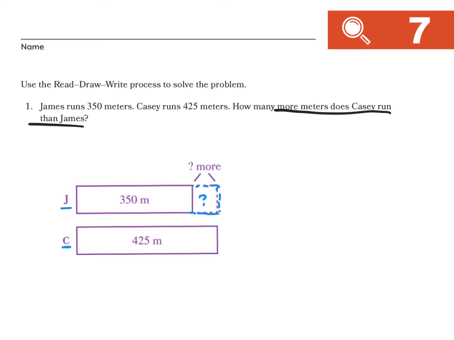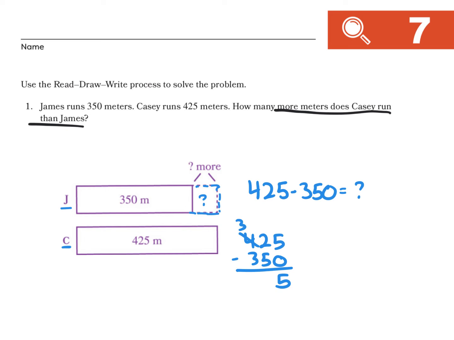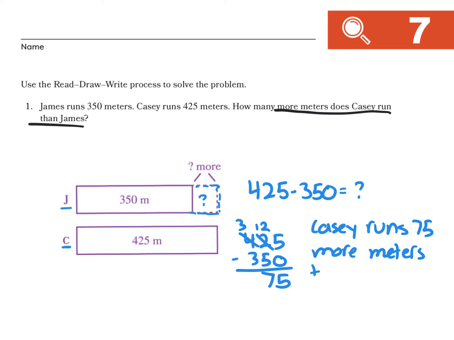So then we need to figure out what we are going to do, addition or subtraction. In this case, we're going to be doing subtraction. So 425 minus 350, depending on whatever strategy you prefer to use. I'm going to use it vertically. 350, 5, I need to borrow. So then, the last thing we need to do is our writing. So Casey runs 75 more meters than James.